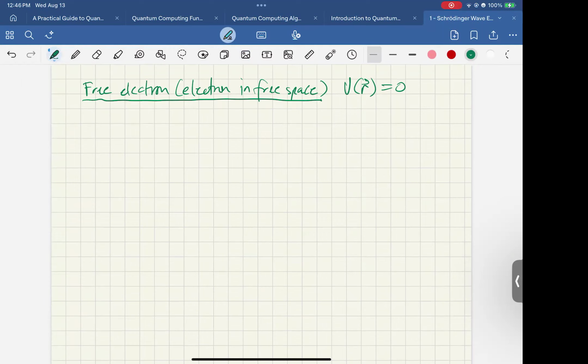Okay, so we start with the time independent Schrödinger equation.